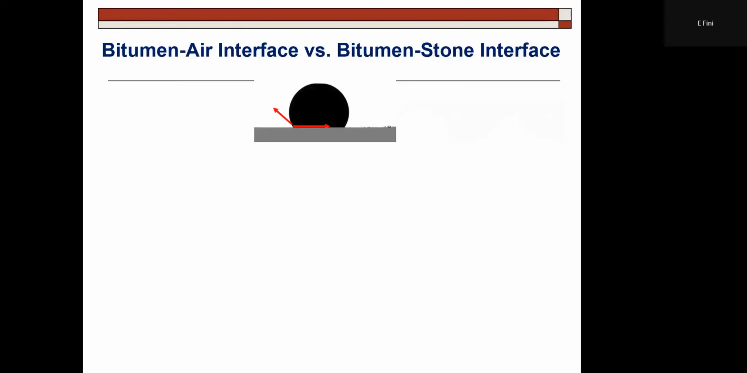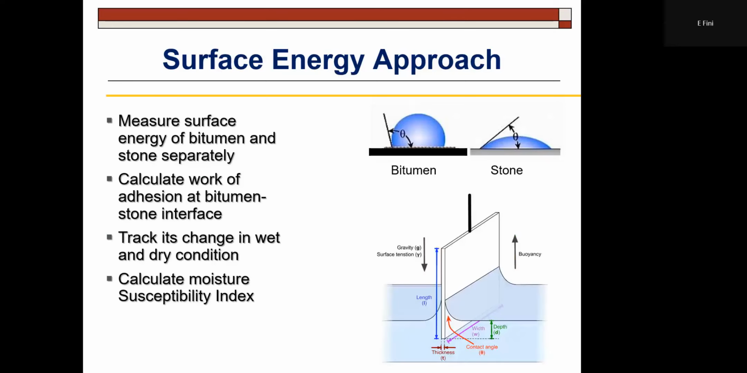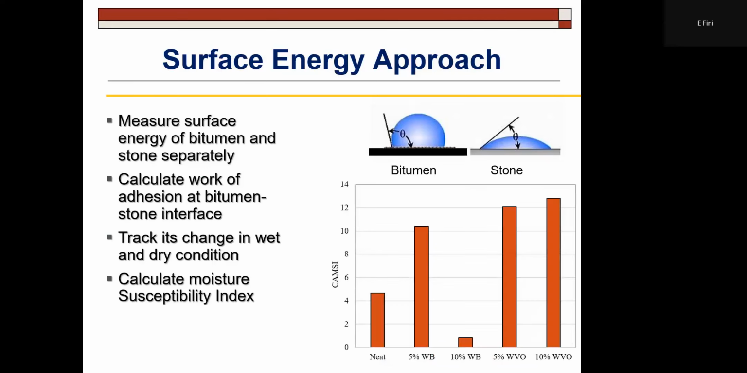So what are we measuring in the case of surface energy? Are we measuring the bitumen-air interface, or the bitumen-stone interface? When you are talking about asphalt, which is bonding bitumen and stone, you want the interface between bitumen and stone, not bitumen and air. Most of the tests that we use, including the Wilhelmy plate or the surface energy approach, measure the surface energy of each one of them separately in air and then calculate work of adhesion as a result.